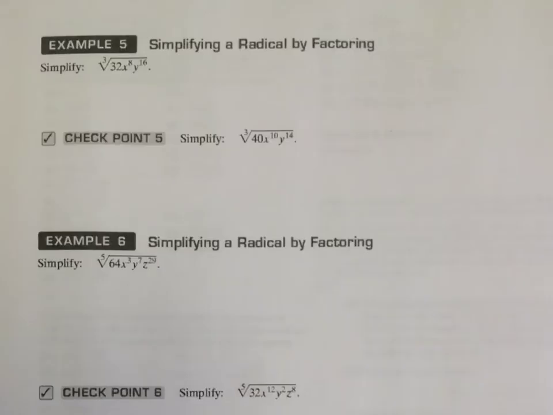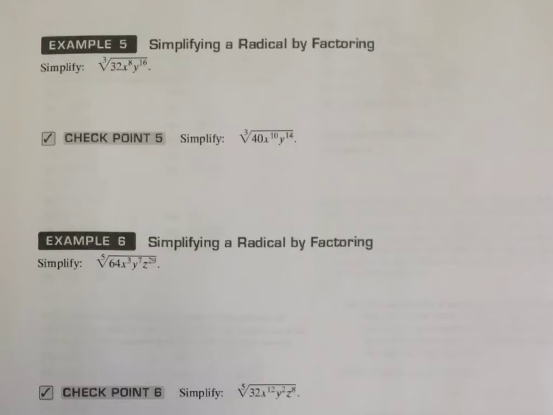Example 5 says simplify the cube root of 32 x to the 8th y to the 16th. So now we're doing cube root. It works just the same, except we now have to have perfect cubes instead of perfect squares. And perfect cubes, in terms of exponents, means exponents that can be divided by 3.